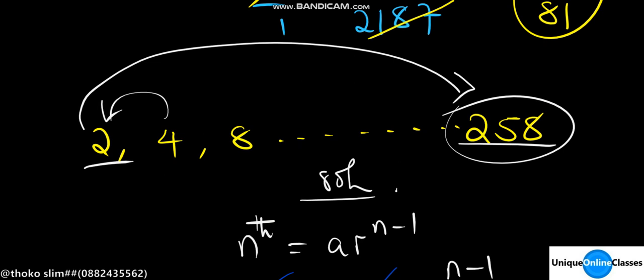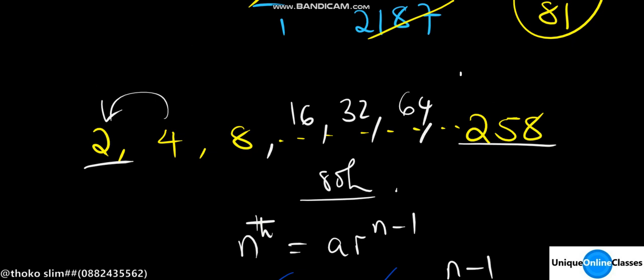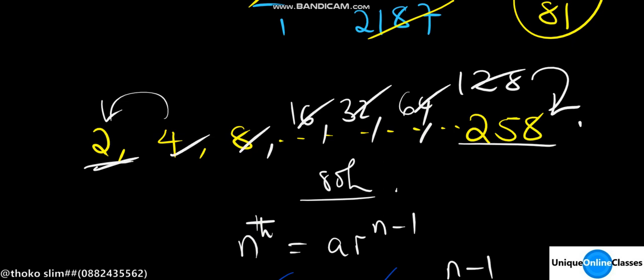To prove it, we start with 2, 4, 8, 16, times 2 that's 32, times 2 that's 64, times 2 that's 128, times 2 that's 256. So we have 1, 2, 3, 4, 5, 6, 7, 8. Yeah, we are done.